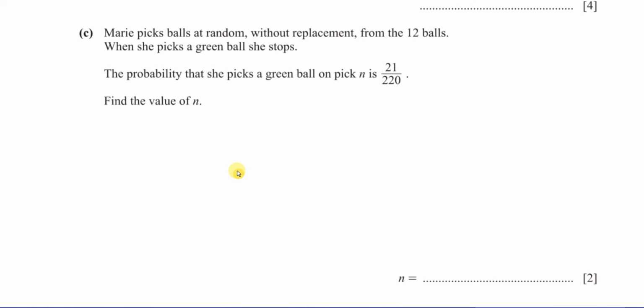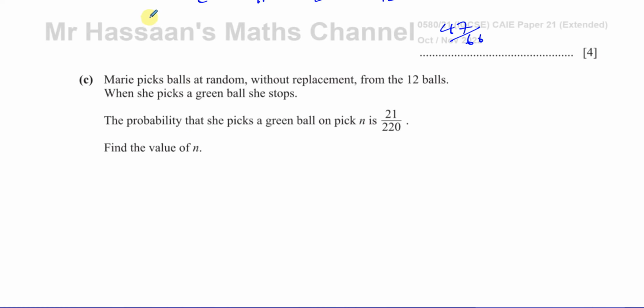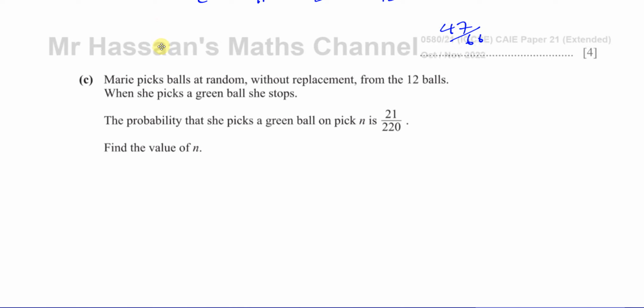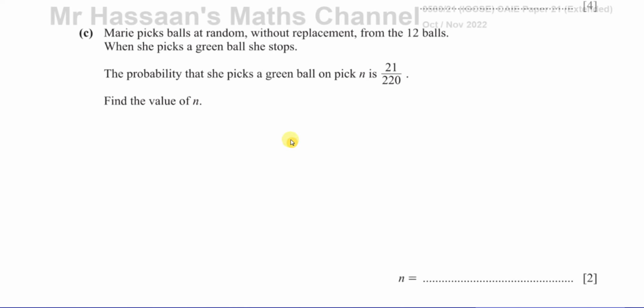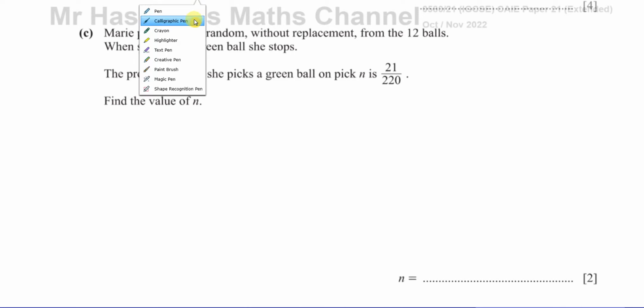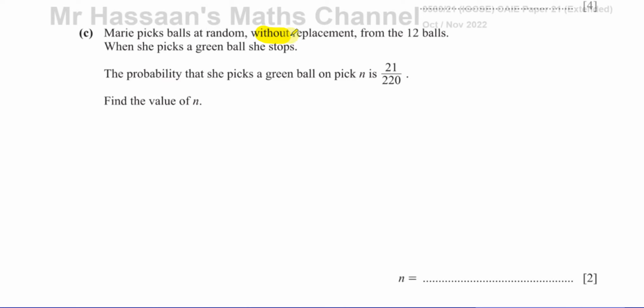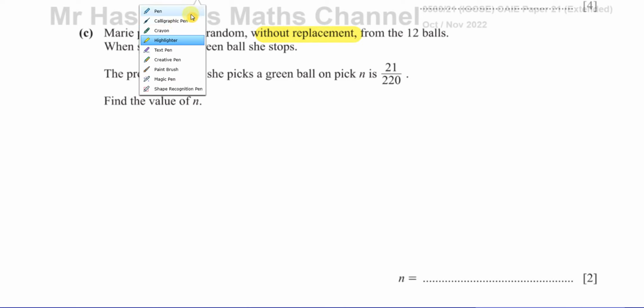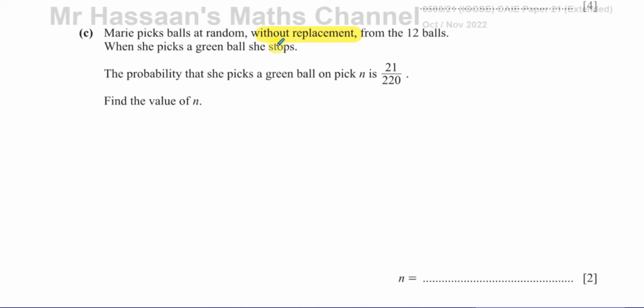Now, part C, here we have a question where it says, Marie picks a ball at random without replacement. Again, without replacement. That means you don't put them back once she's picked them. From the 12 balls. When she picks a green, she stops. The probability that she picks a green ball on pick n is 21 over 220. Find the value of n.